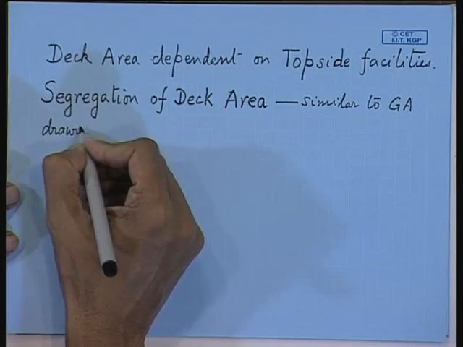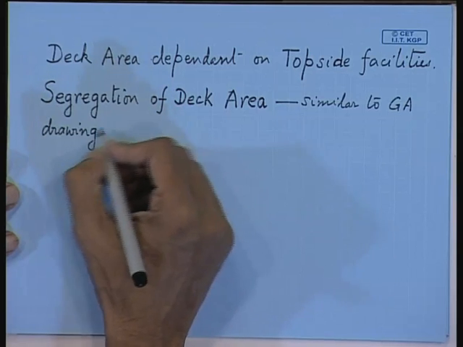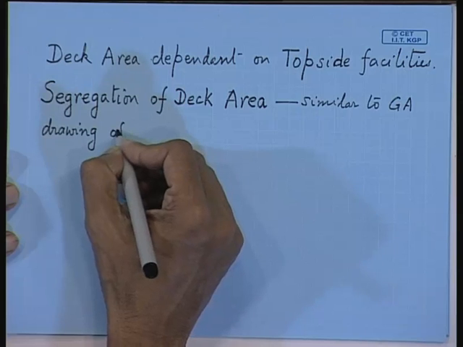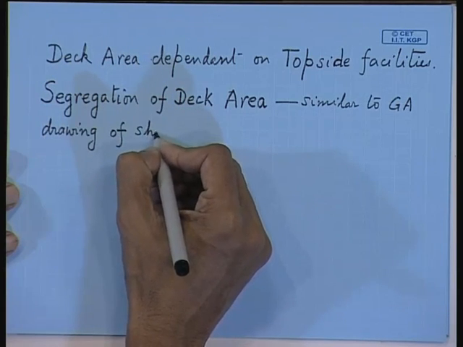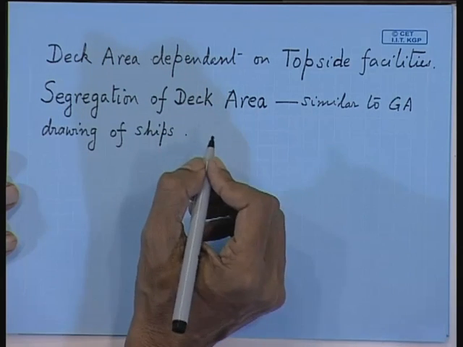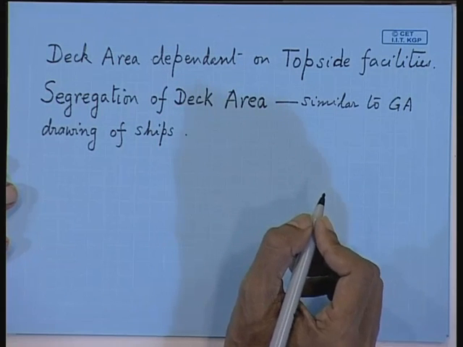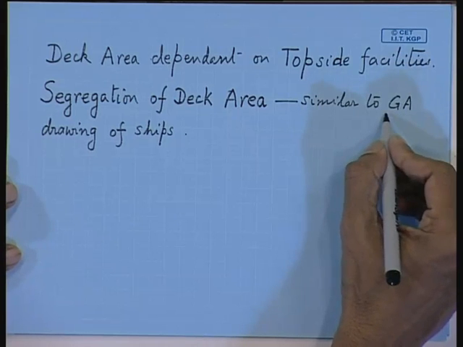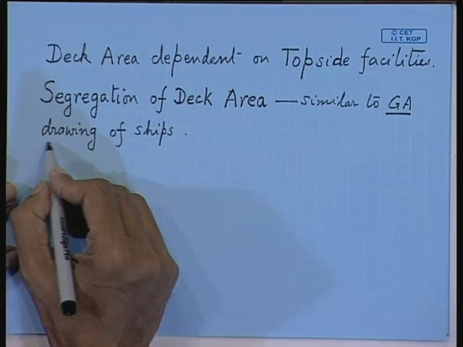Now on what conditions do you draw up your GA plan? What are the prime considerations? Lines plan you have, most of you have done, but in lines plan you have done from offset table, not from fundamental ship design principles. Now do you tell me on what considerations you make your GA plan or GA drawing of ship.